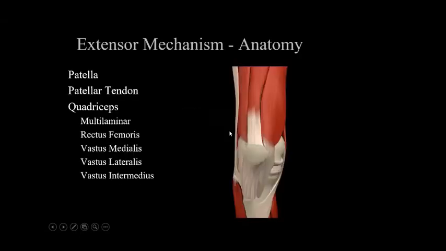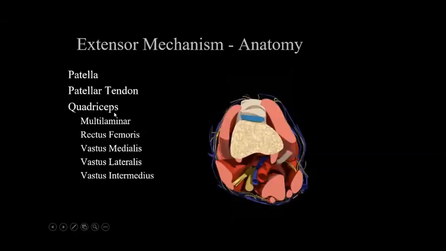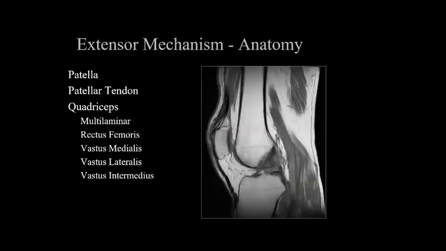So now we move on to the extensor mechanism of the knee joint. These are the structures that involve the extensor mechanism: the patella, patellar tendon, and quadriceps tendon. The quadriceps tendon is multilaminar because of the 4 tendons that form it. And then we also have the patellofemoral joint here. This is the multilamellar appearance of the quadriceps tendon. So it's normal to have a multilamellar appearance, and that's because of these 4 tendons that come together and form the quadriceps tendon.